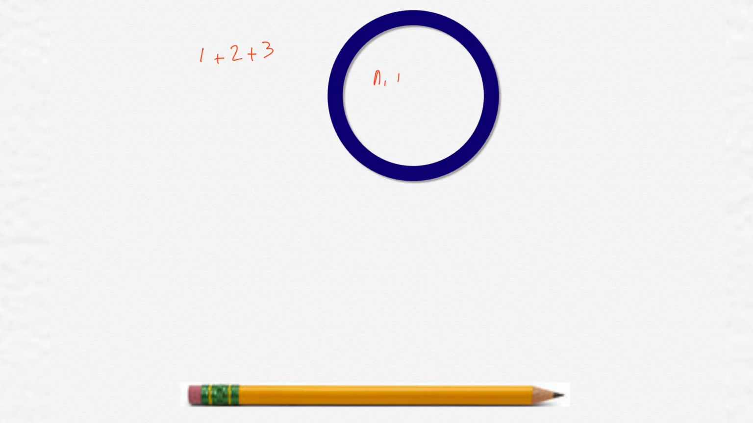1 plus 2 plus 3. I mean, why add that when we have a formula to do this? And that formula goes like this. You take the first number of the sequence, you add it to the last number, and you divide it by 2, and then you multiply it by what I call the number of numbers.